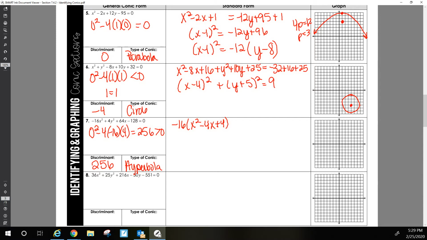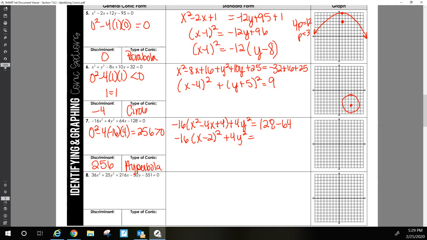And then I've got just 4y squared, so nothing to complete the square for that one. And then we're going to boot the 128 to the other side. But we are going to remember we added 4 times negative 16 here, which is negative 64. We've got to add negative 64 to the other side. So this is going to be negative 16 times (x minus 2) squared plus 4y squared.